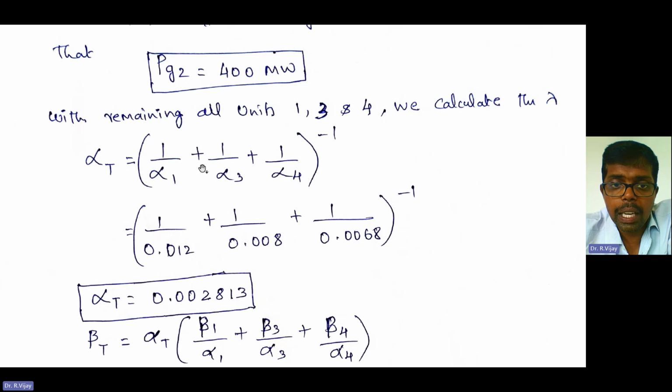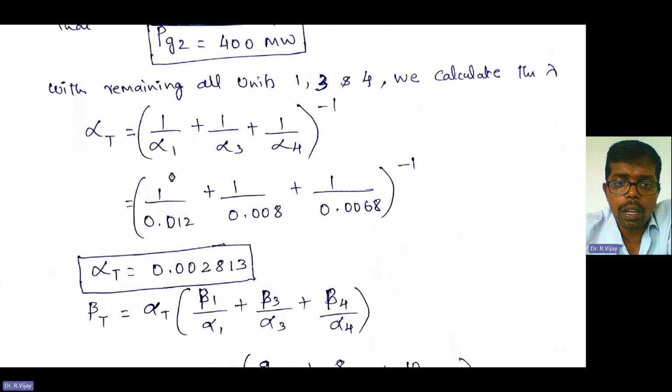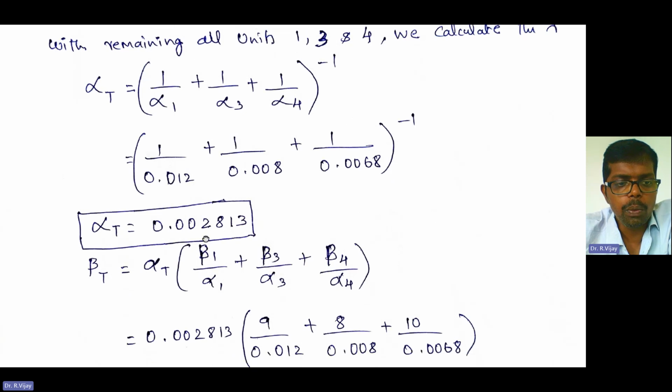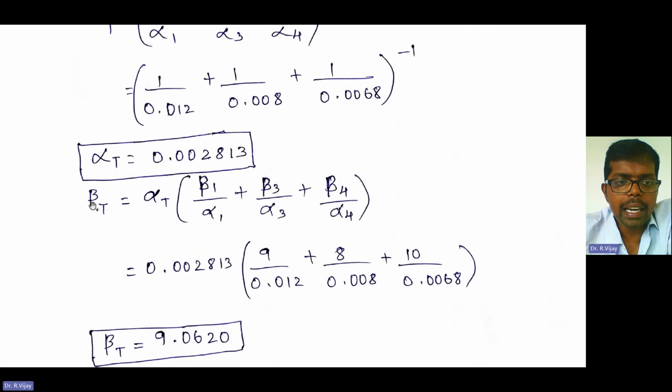You should be very, very careful while calculating lambda again. If you add alpha 2 again, the answer will come wrong and the whole problem goes wrong. So now we are substituting alpha 1 as 0.012, alpha 3 as 0.008, and alpha 4 as 0.0068, the whole inverse. We are getting alpha t as 0.002813.